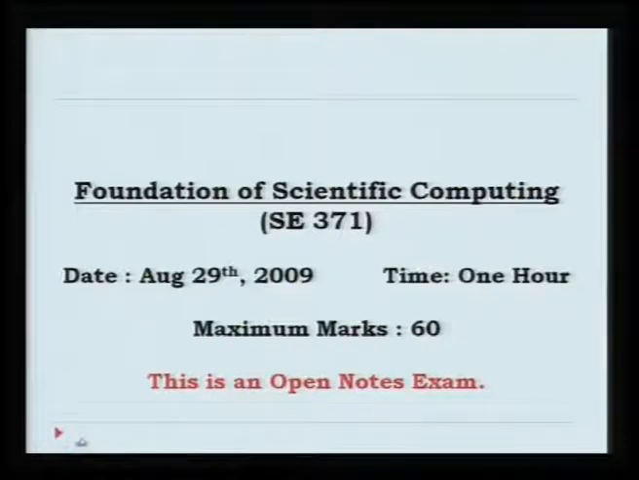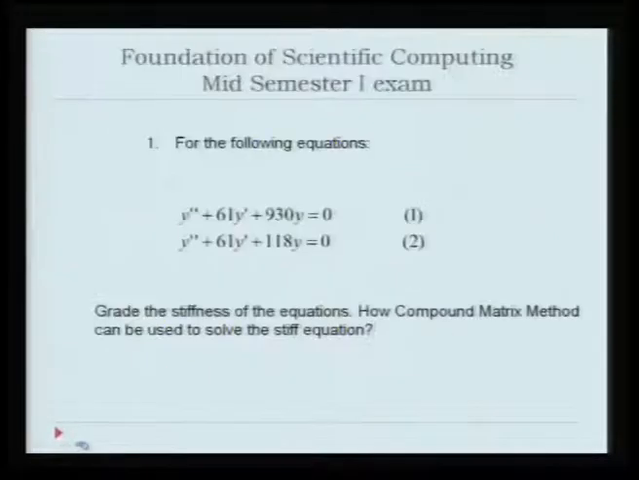make the viewer familiar with what type of effort is needed in learning the subject in terms of this model question paper. It is for 1 hour, and as usual all the exams that are given for this course are open notes, so that nobody has to struggle in memorizing formula. And we have asked 4 questions.